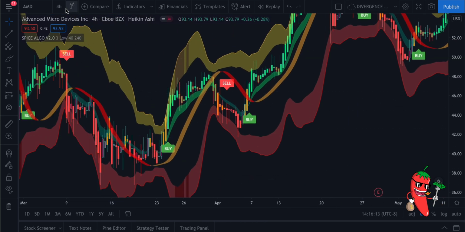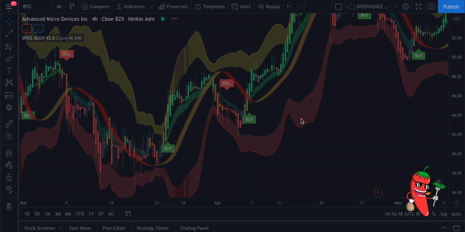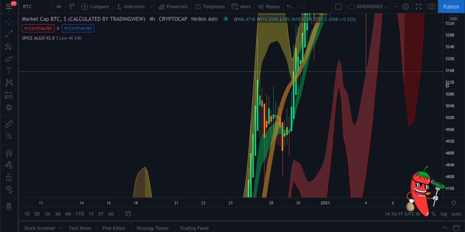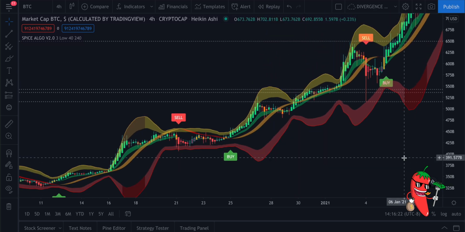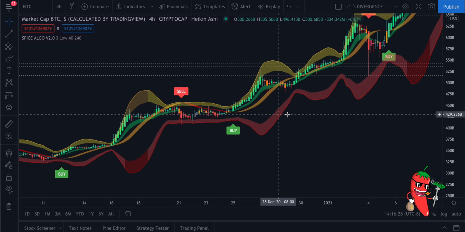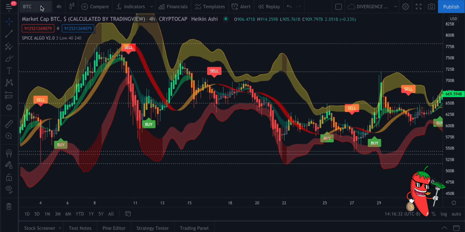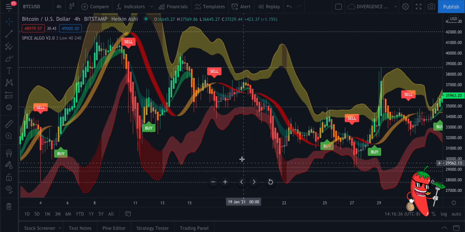So let's see a different ticker. Let's take a look at how it fares with Bitcoin. Pretty dang good. I mean, this is pretty obvious. Bitcoin is trending like crazy. You're squeezing on the bands. Bitcoin has been just bullish pretty much overall. Sorry, this is the market cap. What am I doing? Sorry, everyone. Okay, pretty well.